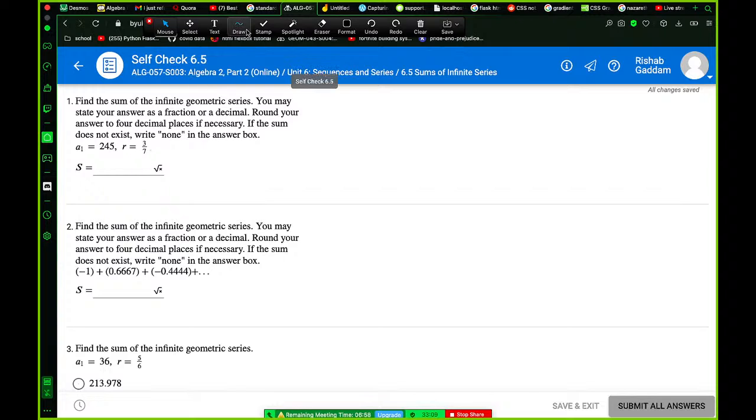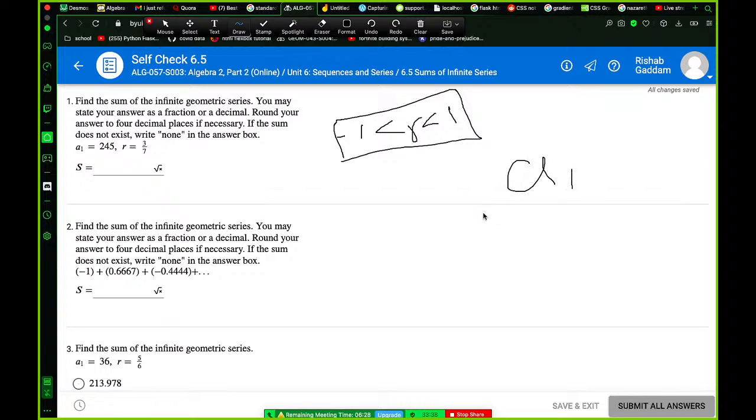If sum does not exist, write none in the answer box. So, if you guys might remember, for there to be a sum of an infinite series, r must be greater than negative 1 and less than 1. If the question does not follow this rule, then there can't be a sum for that. And I think the formula is a1 over 1 minus r. I'm pretty sure that's it.